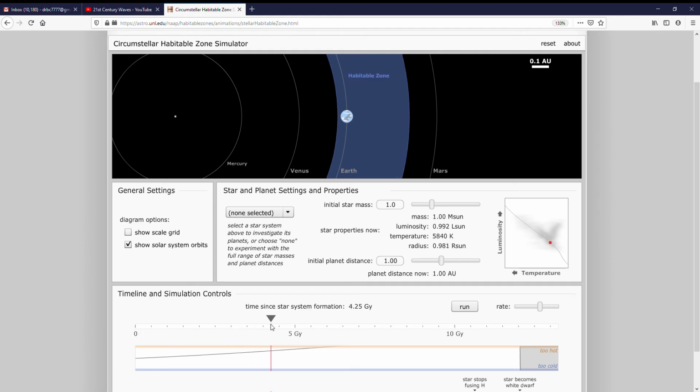Very clever little thing. Now here, let's go out to 4.6. We just passed it. How can we tell we're at 4.6? Because it says the time since star system formation. So 4.6 is the age of the sun and the earth. So this is the way things actually are. You're looking at a realistic simulation of what we actually see. Notice that the mass of the sun is 1, of course. The luminosity is 1.02. That's much higher than it was 4.6 billion years ago. And the radius is almost normal right now. But notice where we are in the CHZ. We're not quite on the inner edge, but we're moving toward it.